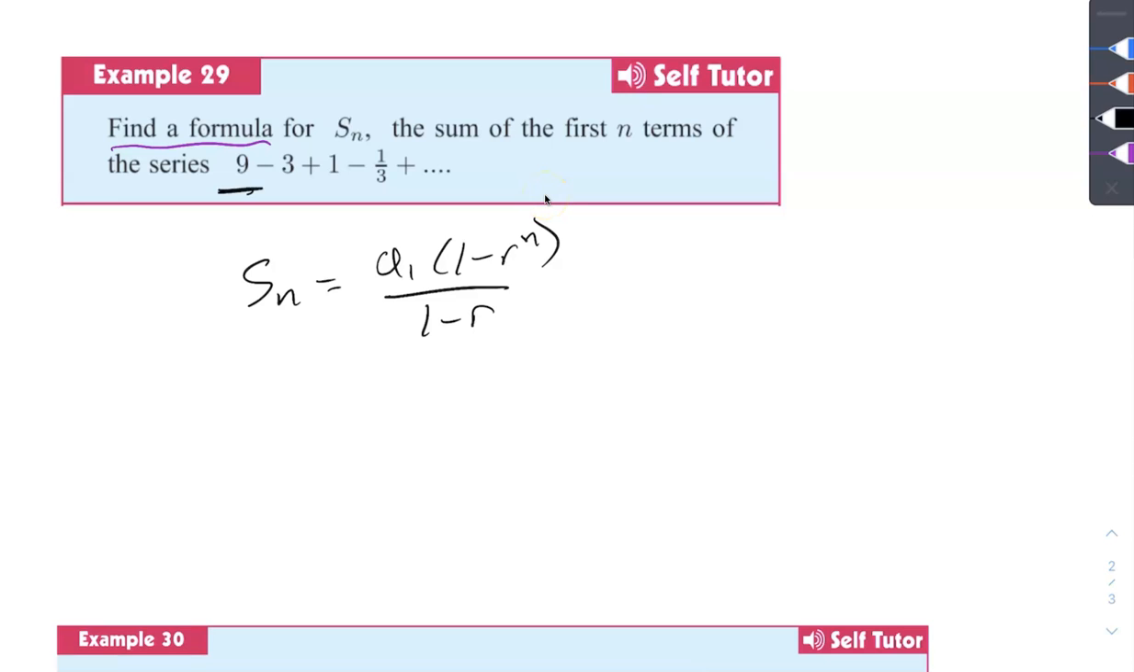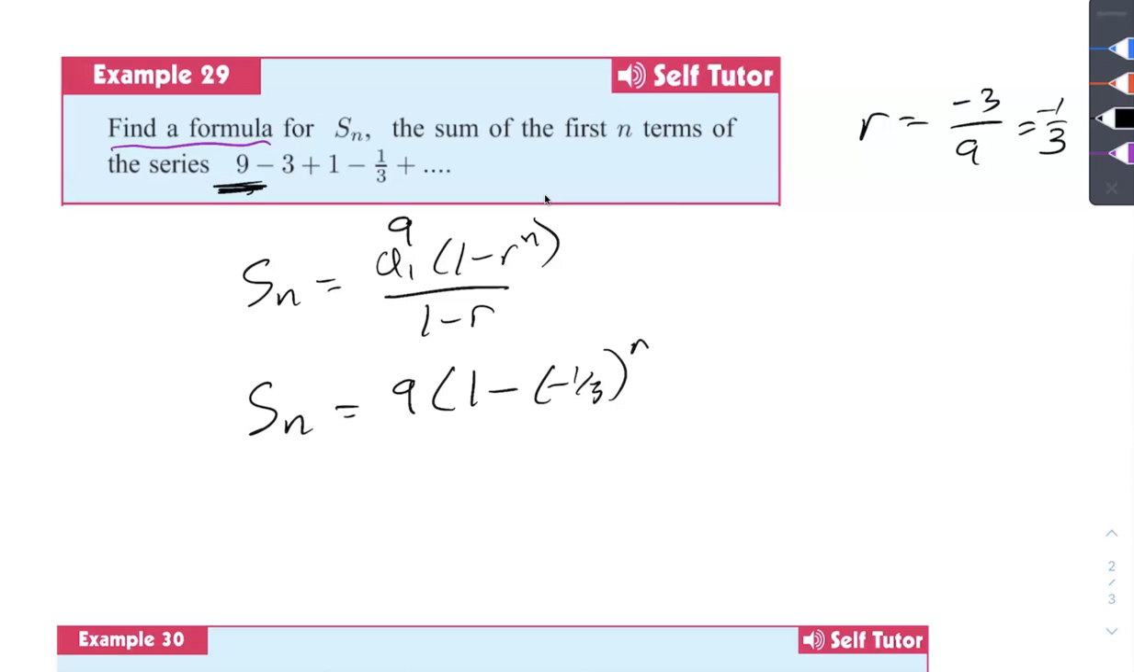Well, U1 is 9, and my r, putting one term over the one before it, I get negative 1/3. So to find my general formula, this is going to be 9 times 1 minus negative 1/3 to the n, all over 1 minus negative 1/3. Now, usually when they want a formula, they don't want it to be this unsimplified. They want you to simplify it a little bit.